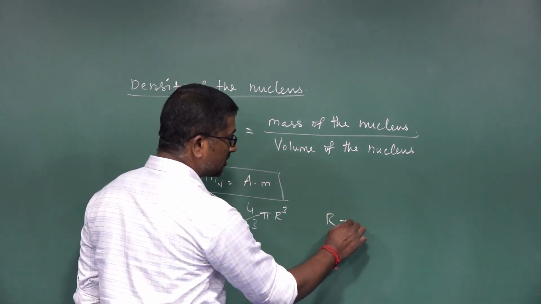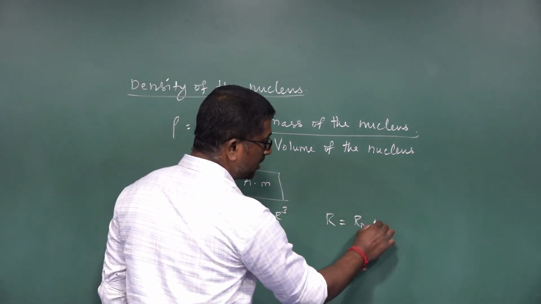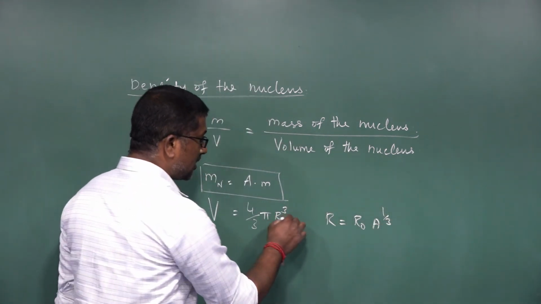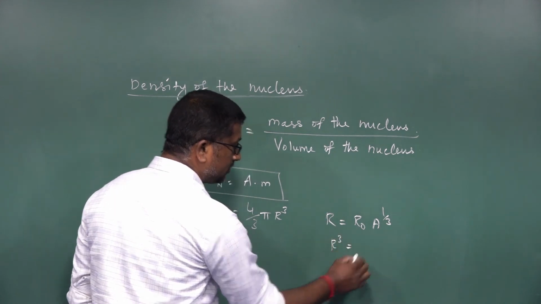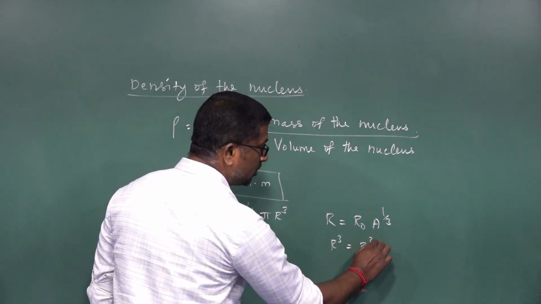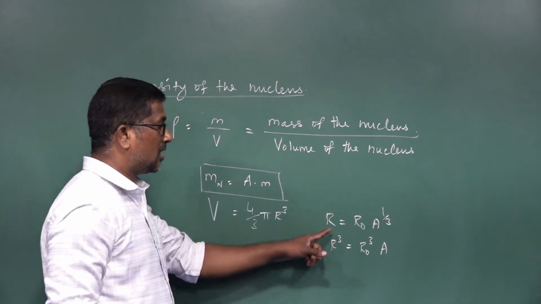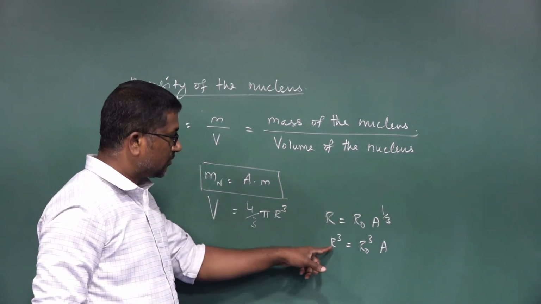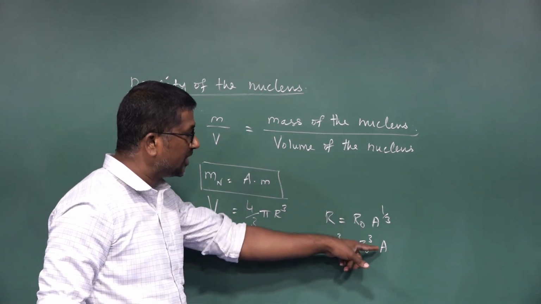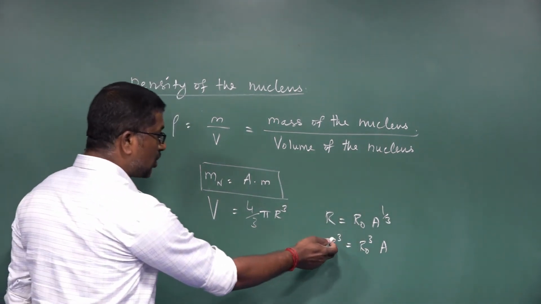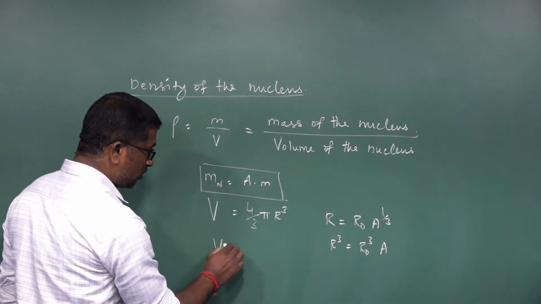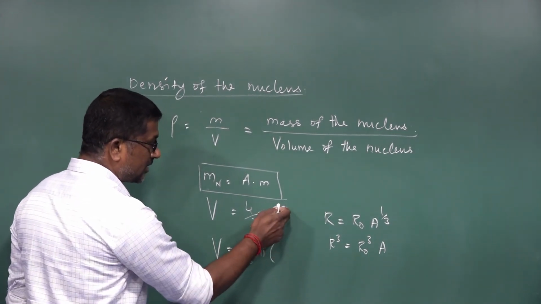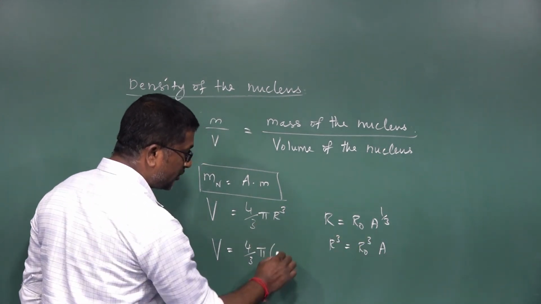The radius of the nucleus r is equal to r naught into A power 1 by 3. Here we need r cube. Therefore, r cube is equal to r naught cube into A. Substitute the r cube value here. Then the volume of the nucleus V is equal to 4 by 3 pi, and instead of r cube, we can write r naught cube into A.